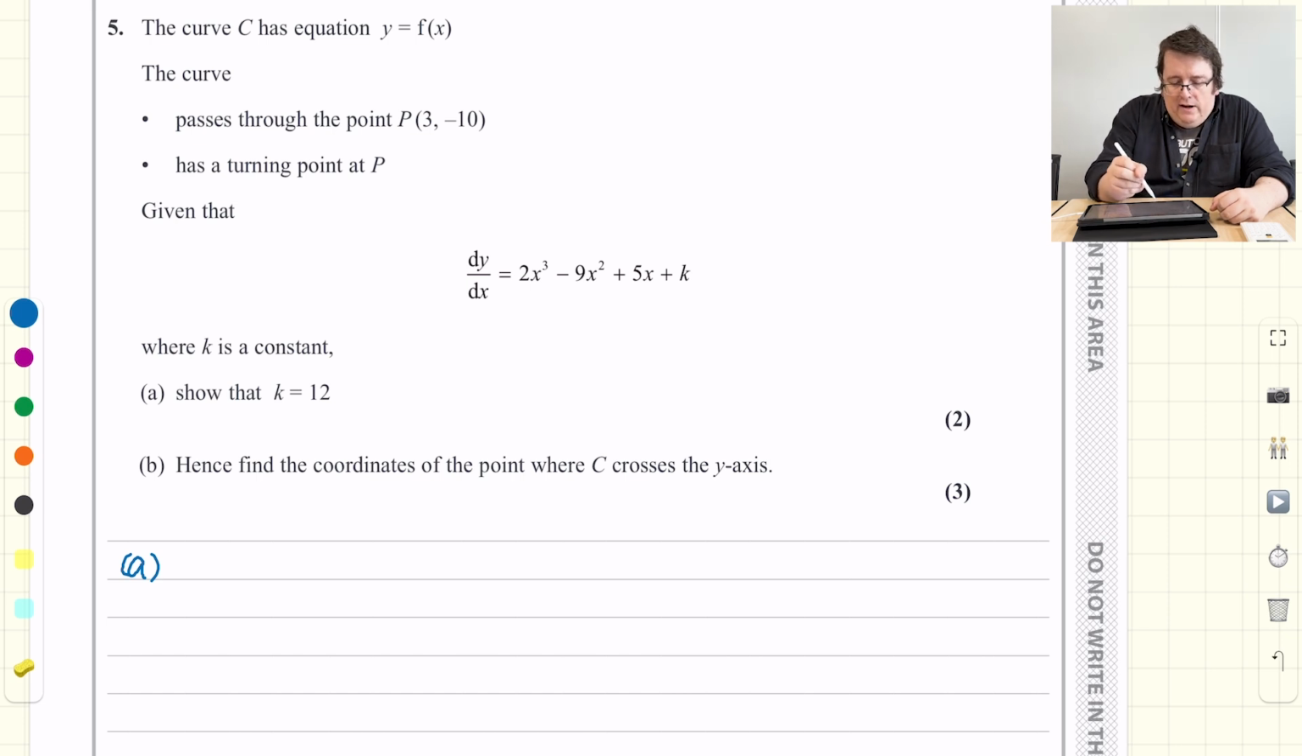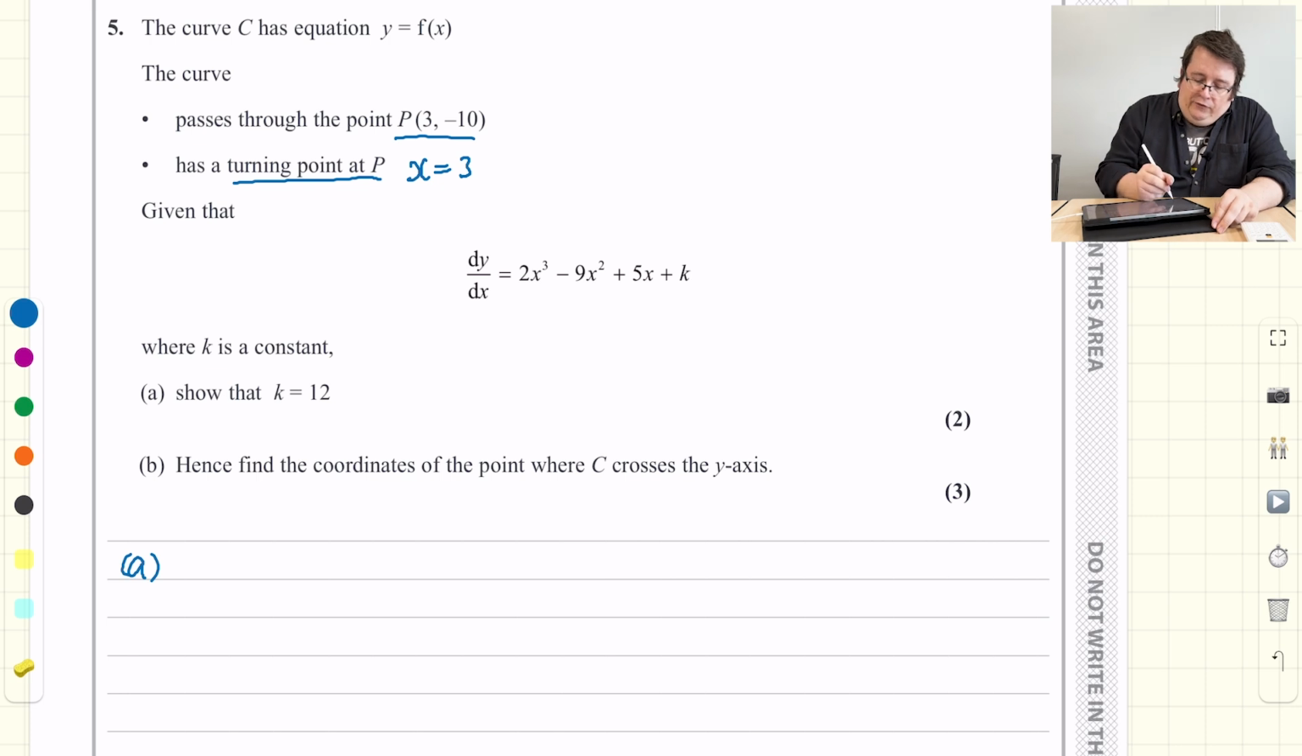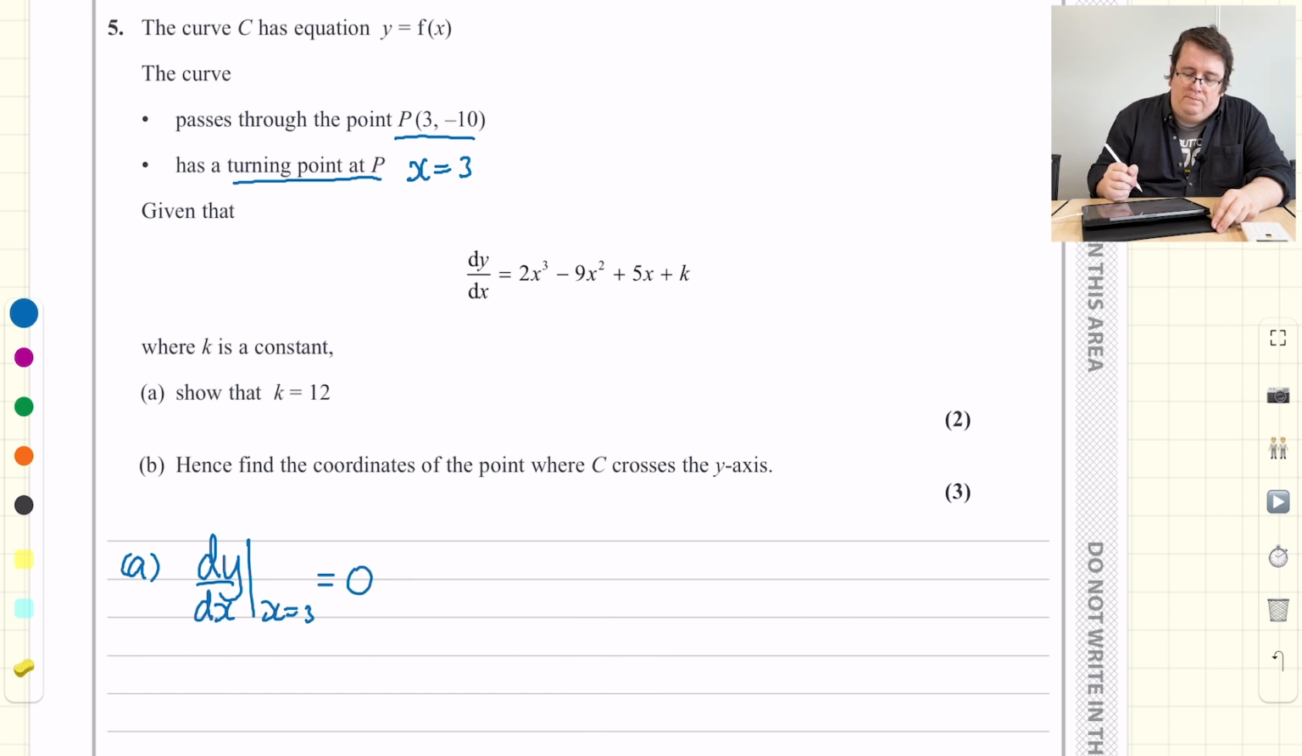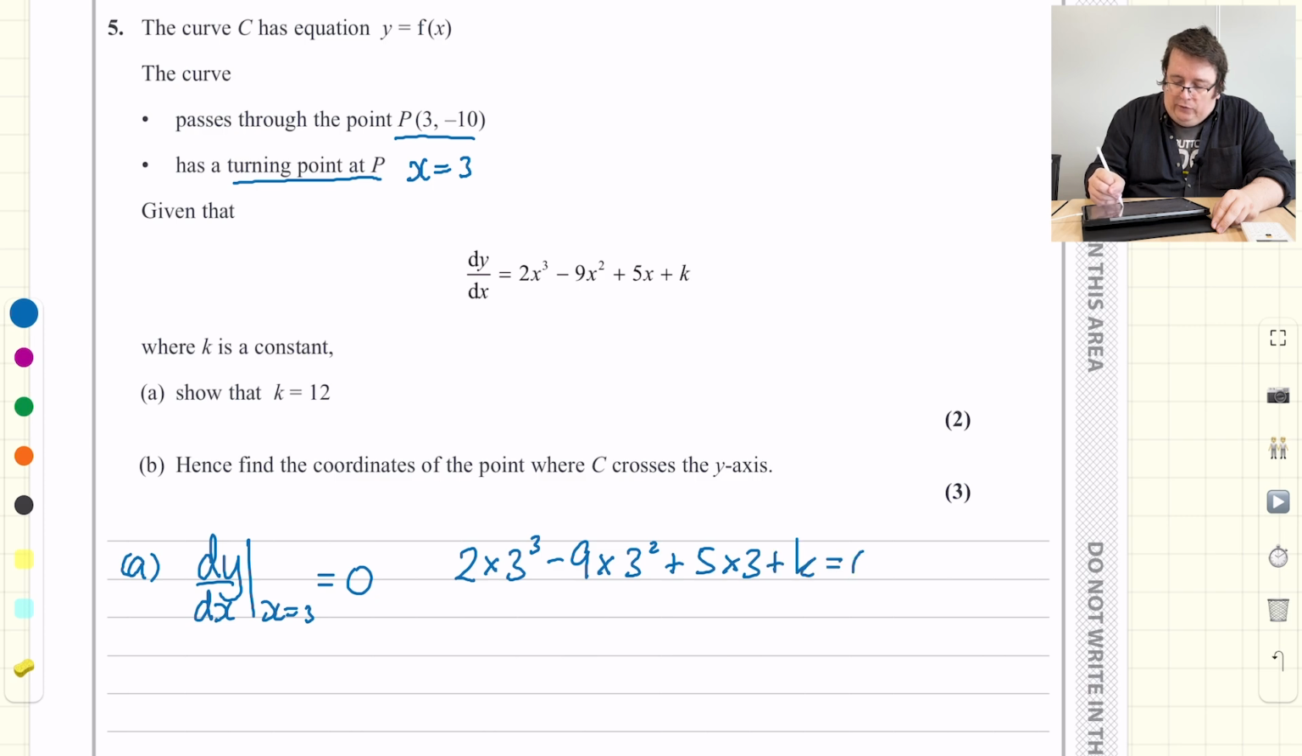Okay, so we know that there is a turning point at P, so that's when x is equal to 3, given the fact that we've got the coordinates of P there. So, if I substitute 3 into dy by dx, I should get 0. So, 2 times 3 cubed, take away 9 lots of 3 squared, plus 5 lots of 3, plus k is equal to 0.